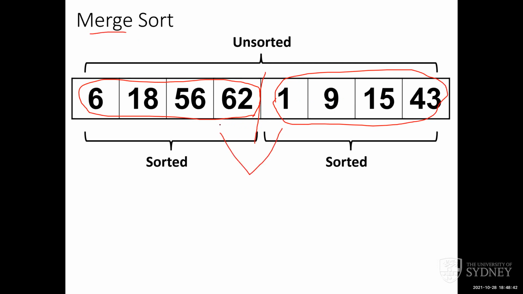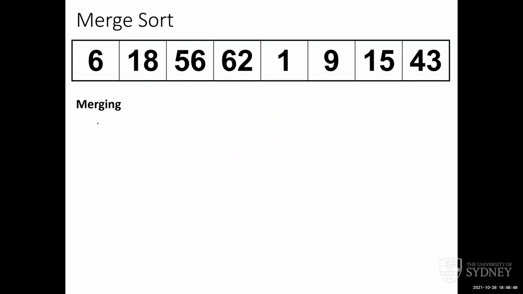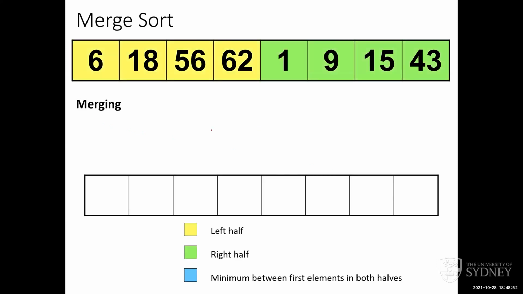How can I merge these two so that everything becomes sorted? That's what we are going to do. That part is known as merging, so let's learn about that part first. First we divide the data into two parts, right? From the color you can understand this one is the left half, this one is the right half.